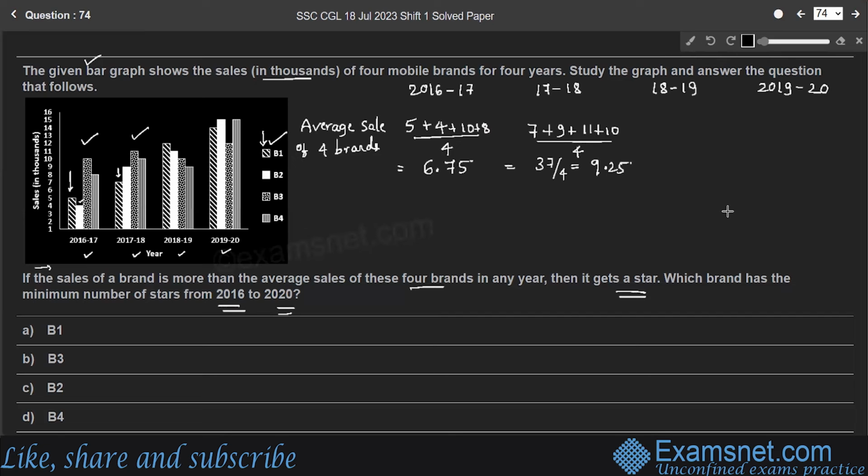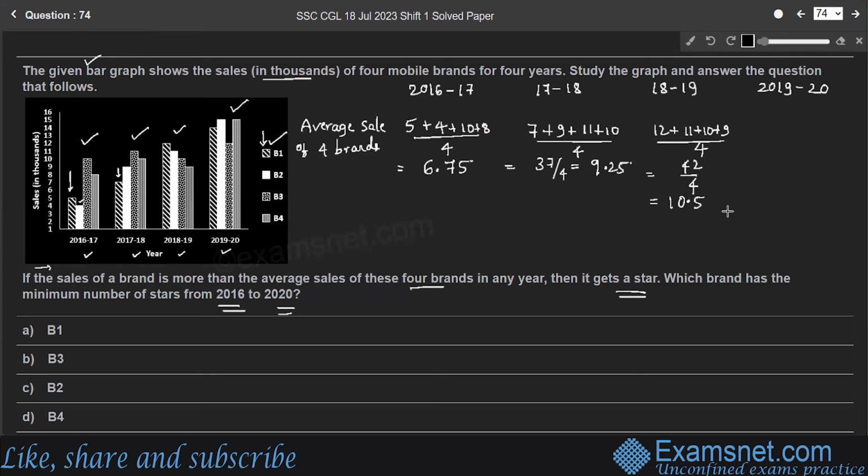So in the year 2018-19, the sales are 12, is it? So 12,000 plus 11,000 plus 10,000 plus 9,000, a decreasing order, divided by 4. It gives 42 by 4. 42 by 4 in the sense 10.5 is the average sale of 4 brands.